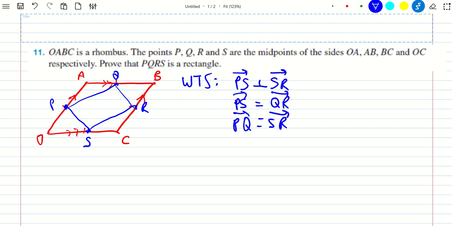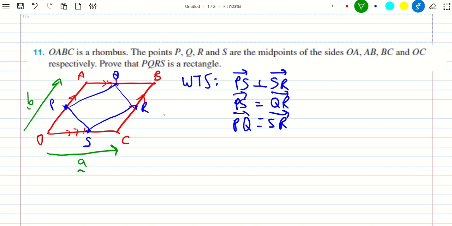Okay, so I've got our midpoints there. And so let's just write down some vectors now. So let's say that this vector here down along the bottom is vector A. And let's say that this vector along here is vector B. And I think that's all we'll define. So we've got those two vectors.